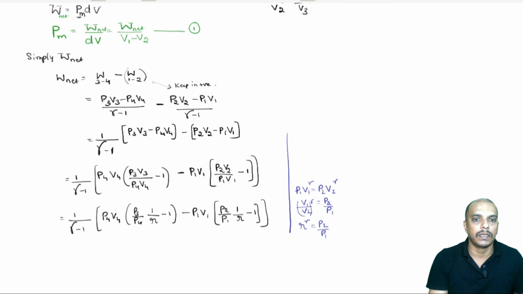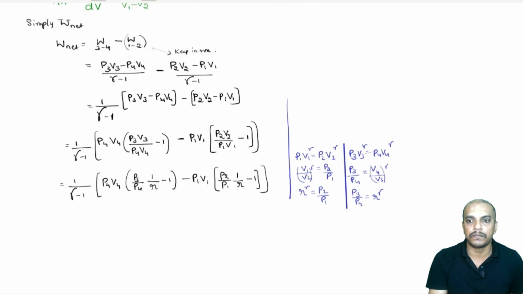Similarly, I can use P3 V3 power gamma is equal to P4 V4 power gamma. I want the P3 by P4 ratio here. So P3 by P4 is equal to V4 by V3 power gamma. Now, what is V4 by V3? It is the same R. So P3 by P4 can also be written as R power gamma. So I will replace this now.